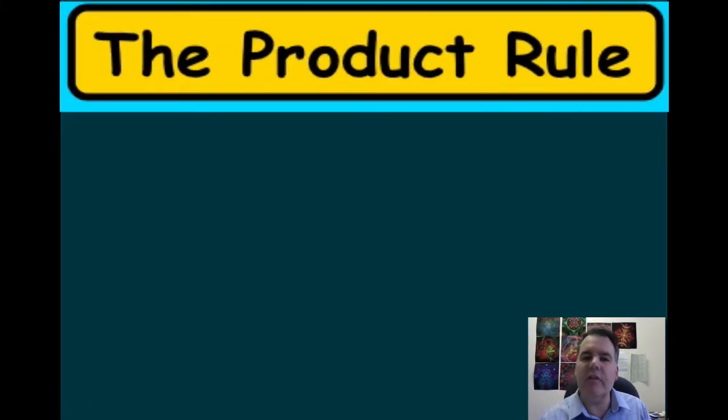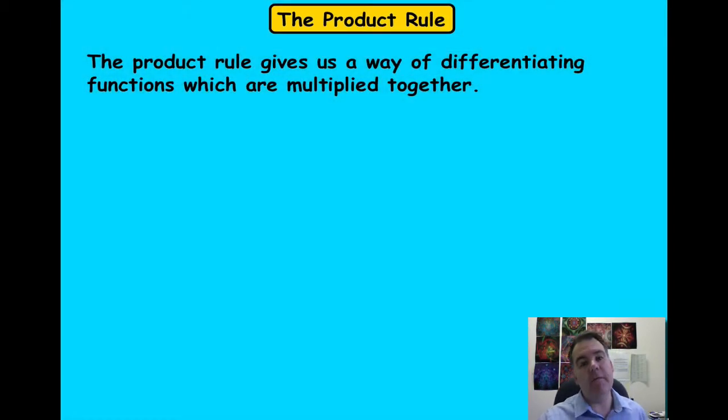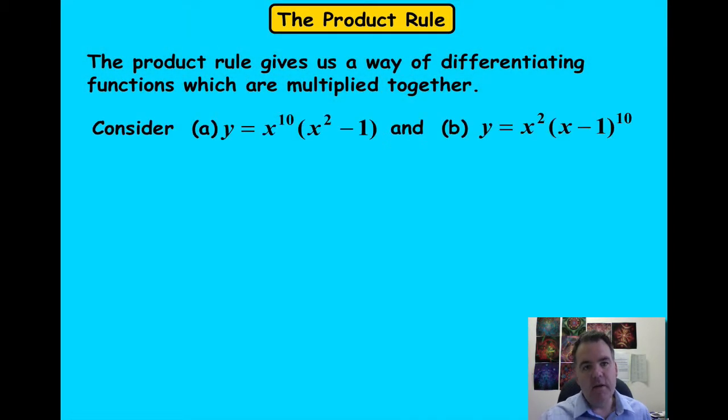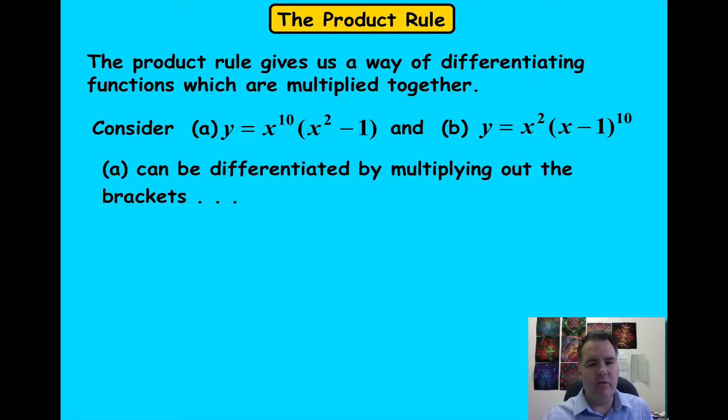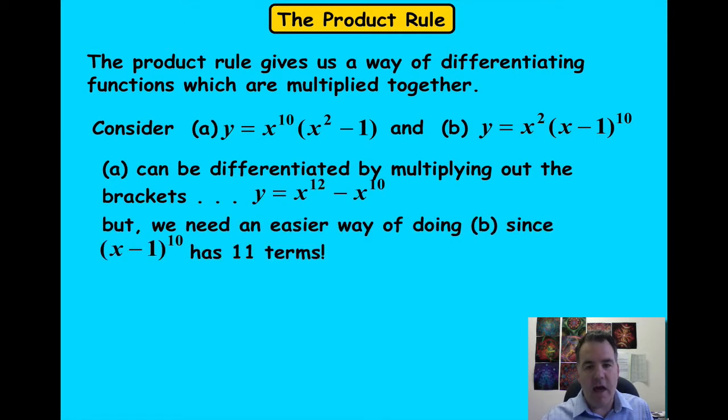Now the product rule is a simple rule that we use to differentiate functions that are multiplied together. So let's look at these two here. Now the first one, part A, I reckon that's easy to do because we can multiply out the brackets first, get those expressions there, and then differentiate each term. So the derivative here would be 12x to the 11 minus 10x to the power of 9.